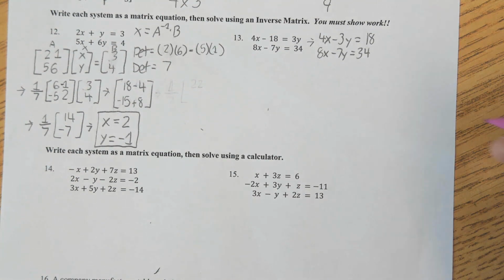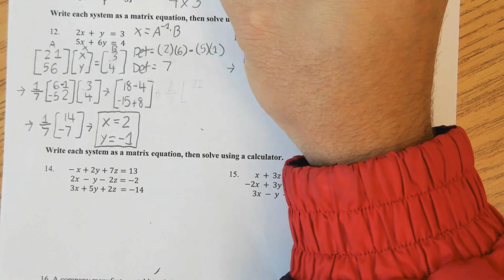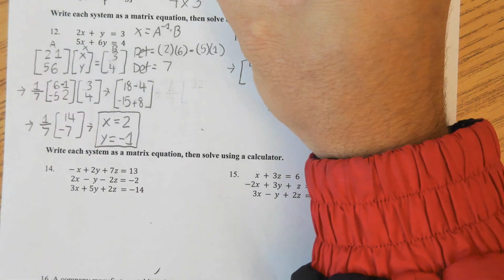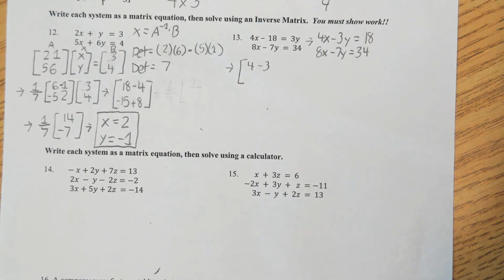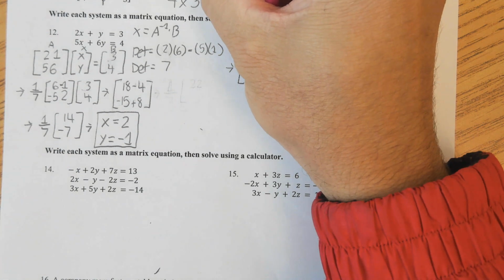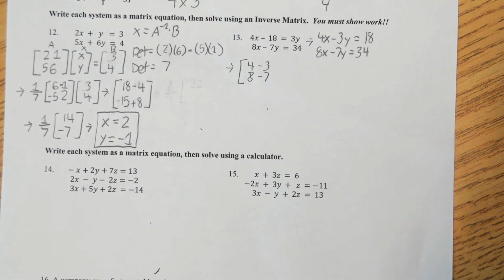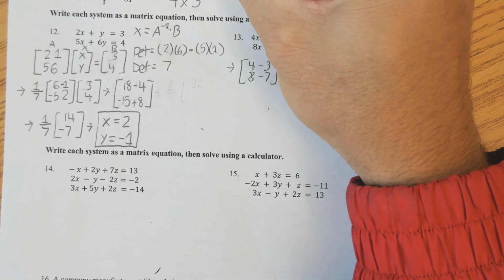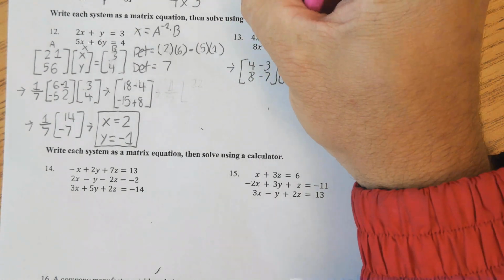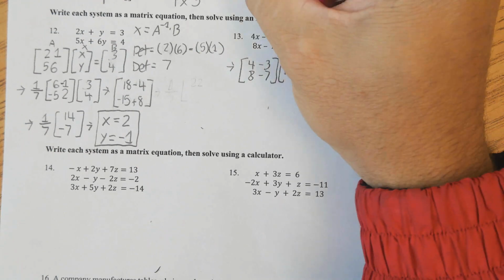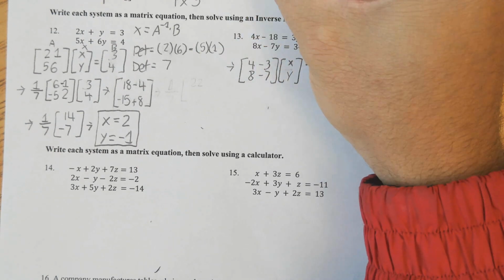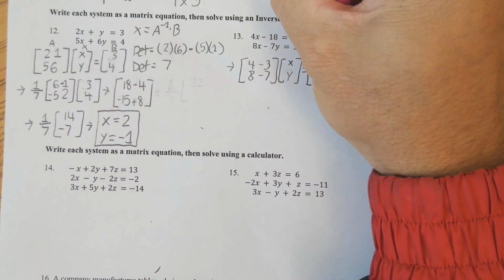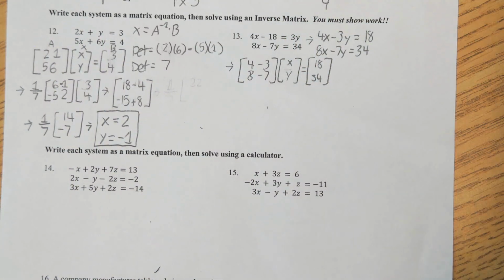Okay? So let's go ahead and write it as a matrix equation first again. So we just take our coefficients on our left sides and drop the variables. So it's just 4, negative 3, 8, negative 7, times x. Well, I don't know why I keep drawing that line there like it's a fraction or something. And then you got 18, 34.